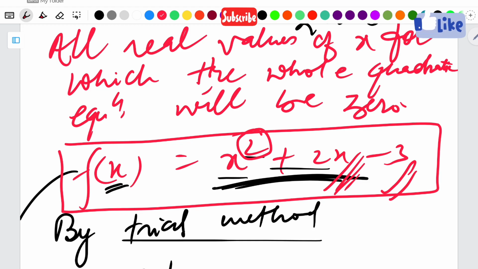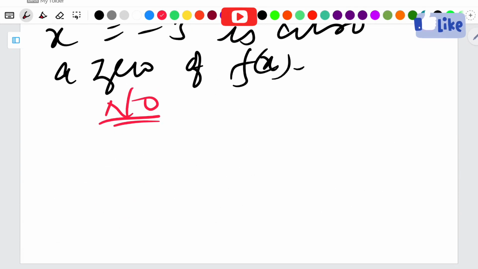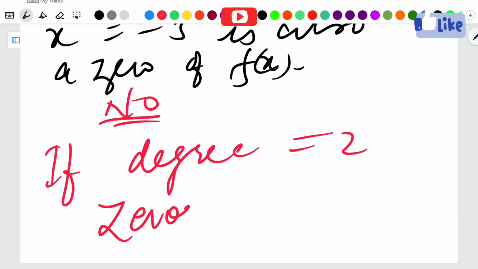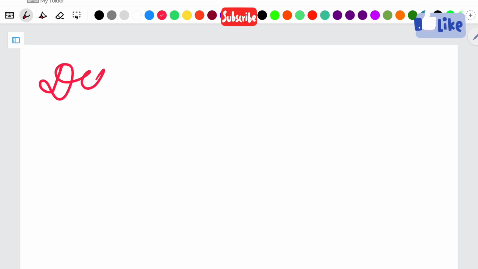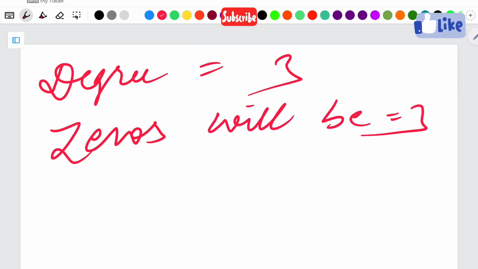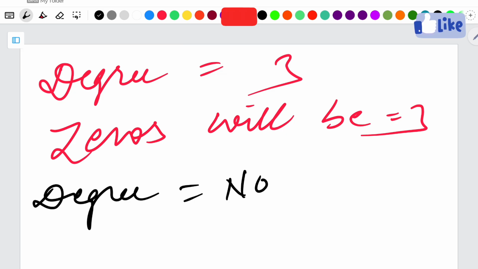So what is the conclusion from these solutions? If the degree is 2, zeros will be 2. If the degree is 3, zeros will be 3. This implies that the degree is equal to the number of zeros.